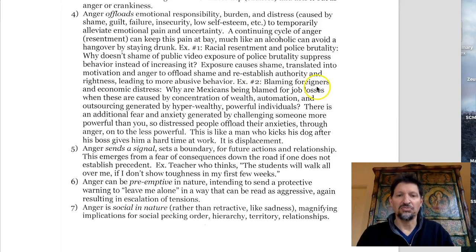Here's example number two, blaming foreigners and economic distress. Why are Mexicans being blamed for job losses when these are caused by concentration of wealth, automation, and outsourcing generated by hyper-wealthy, powerful individuals?